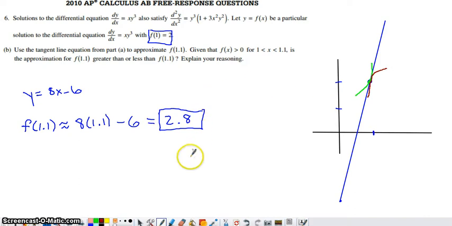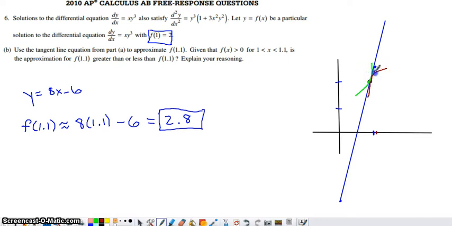Now if you look at my graph, the way that I have this drawn, at the x value of 1.1, which would be an x value at about right here, look at my y value on the tangent line. The y value on the tangent line there is supposed to be 2.8. What's the y value on the red curve if that's what f of x looks like?